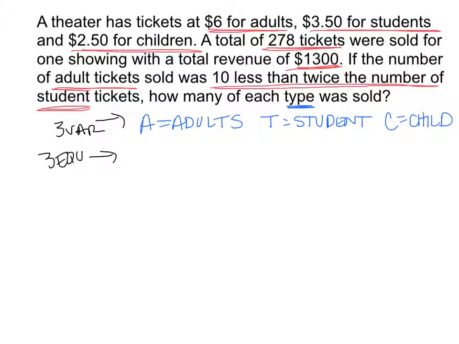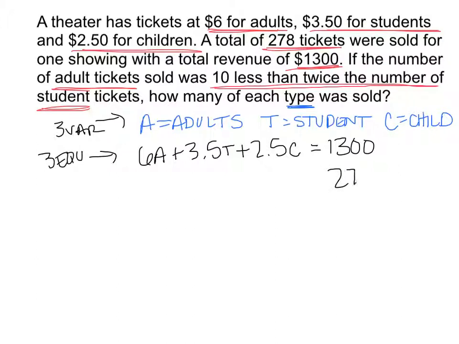We know that we make $6 for every adult, and we're also going to make $3.50 for every student, and $2.50 for every child. And when you do this multiplication, you're going to get your total amount of money you made, which in this case was $1,300. Alright, well I also know that I sold a total of 278 tickets. Okay, well that means the number of adult tickets plus the number of student tickets plus the number of children's tickets was 278.